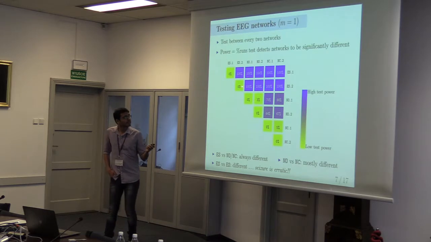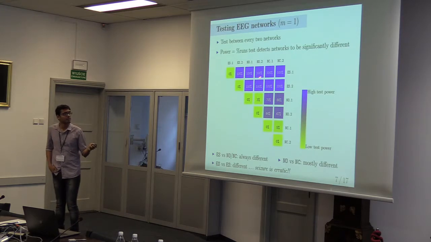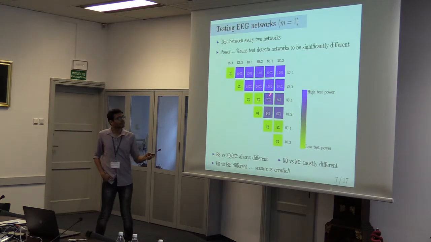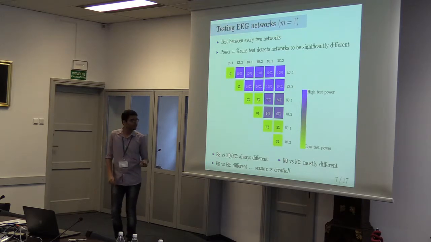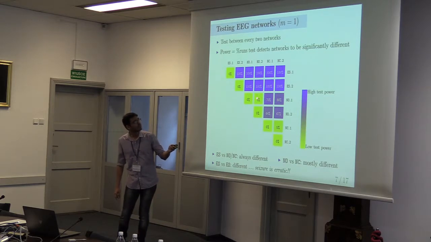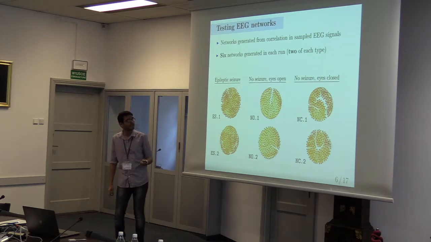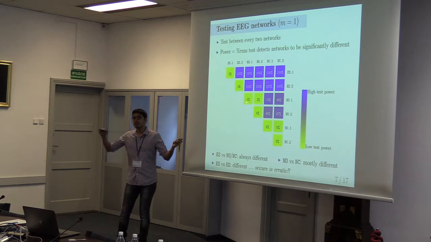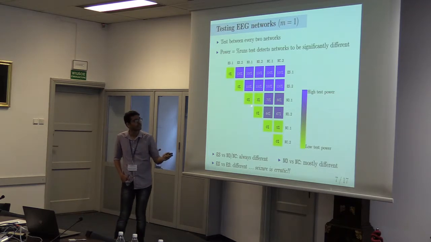What we find is that 100% of the times the test distinguishes between an epileptic and a non-epileptic network. 70% of the times it distinguishes between the 2 non-epileptic networks. Whereas if we feed the same kind of model, so this is when we compare these 2 networks, both of the same type, then the rejection rate is 3%, and 5% is our threshold, the significance level that we set.